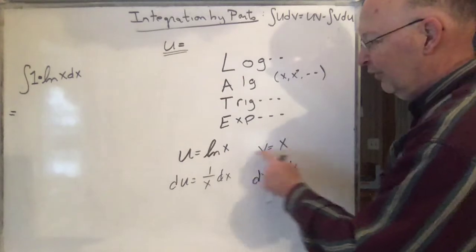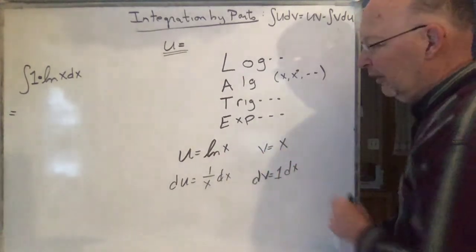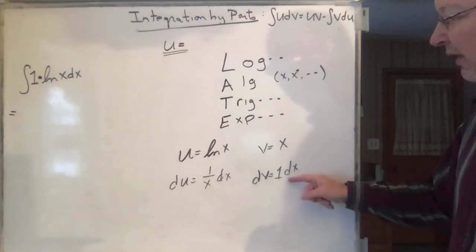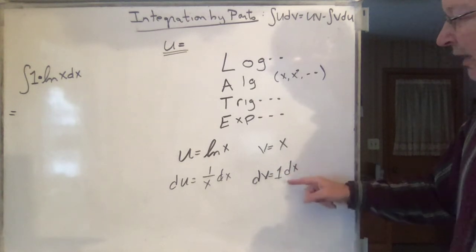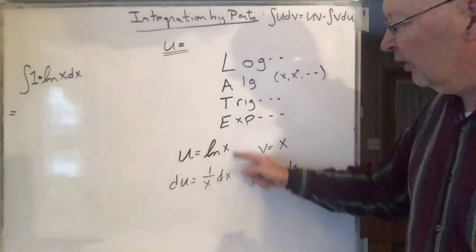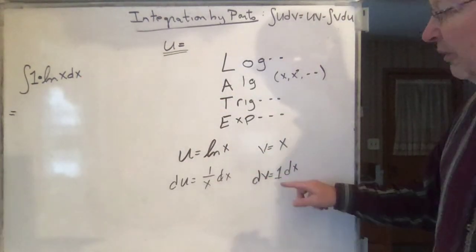It's u times v. So there's u times v. By the way, notice that if I had set dv equal to this, I would have gotten stuck right there, because I don't know what the antiderivative of ln is. That's what we're trying to find. So really the only choice was to make it go in this direction.